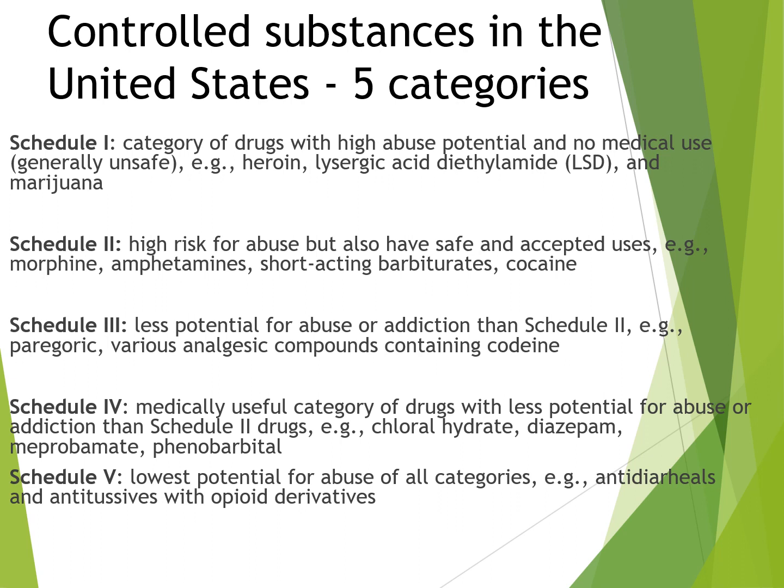Schedule 4 is a medically useful category of drugs with less potential for abuse or addiction than, of course, the Schedule 2s as well. So chloral hydrate, diazepam, meprobamate, phenobarbital. And then, of course, Schedule 5 has the lowest potential for abuse of all categories, like antidiarrheals and antitussives, of course, cough medicines with opioid derivatives. So those are the controlled substances in the 5 categories that they're each placed under in the United States.